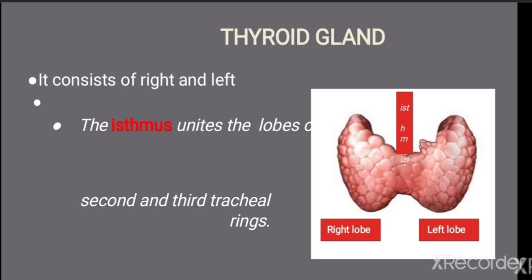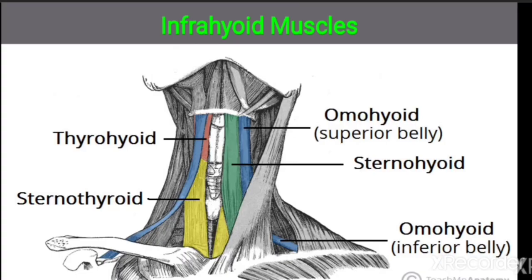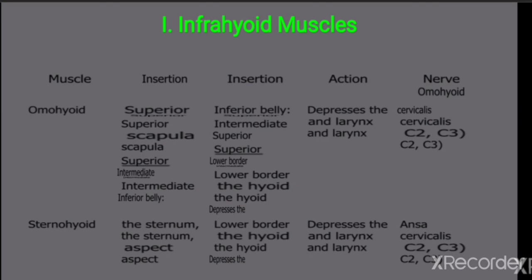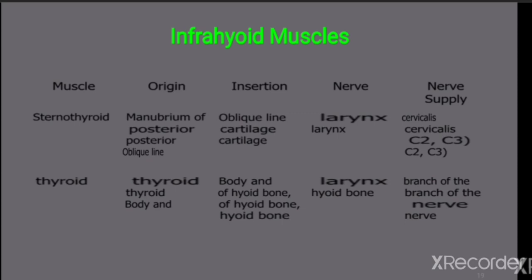The thyroid gland consists of two lobes, right and left, and these lobes are connected with the help of the isthmus. This isthmus lies in front of the second and third tracheal rings. Now the infrahyoid muscles are the omohyoid, sternothyroid, and sternohyoid. Here we have given the attachments of these infrahyoid muscles. These are to be written if there is a short note on the muscular triangle, or we can say the anterior triangle.